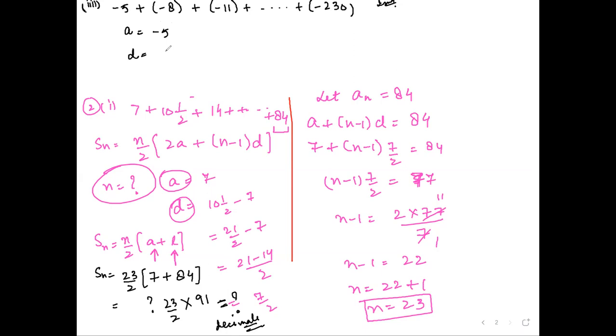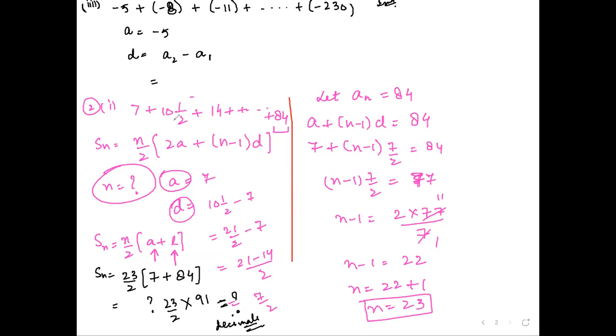Tell me how much is D? How will I find D? A2 minus A1. It is subscript, it's not A square, right? A2 minus A1. So what is my second term? Minus 3.